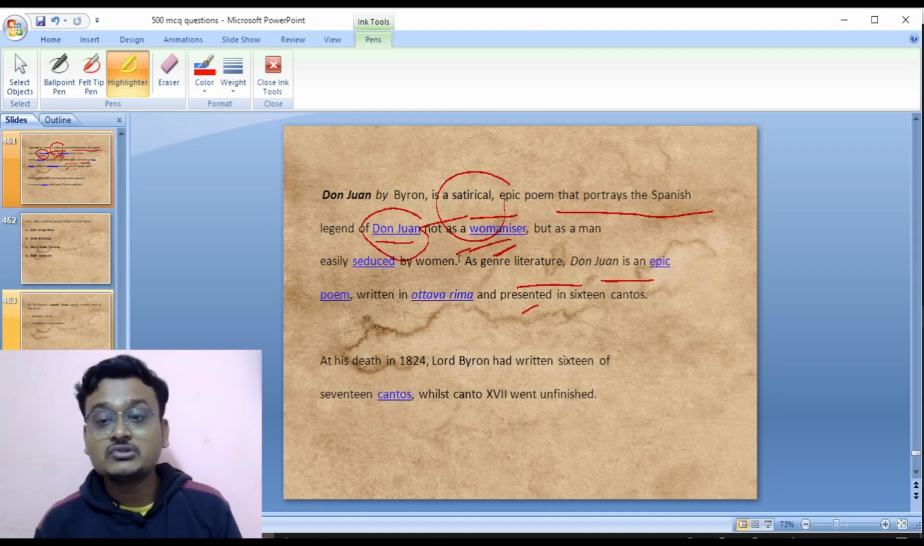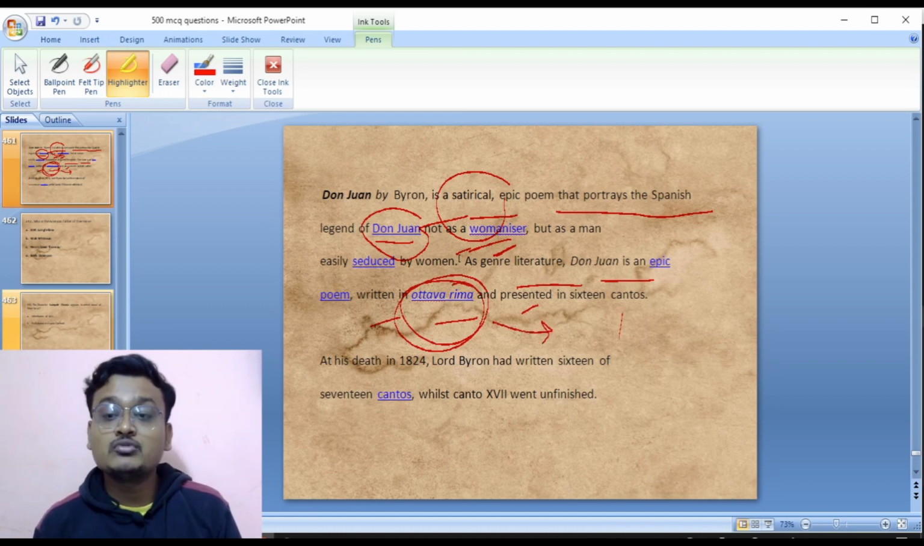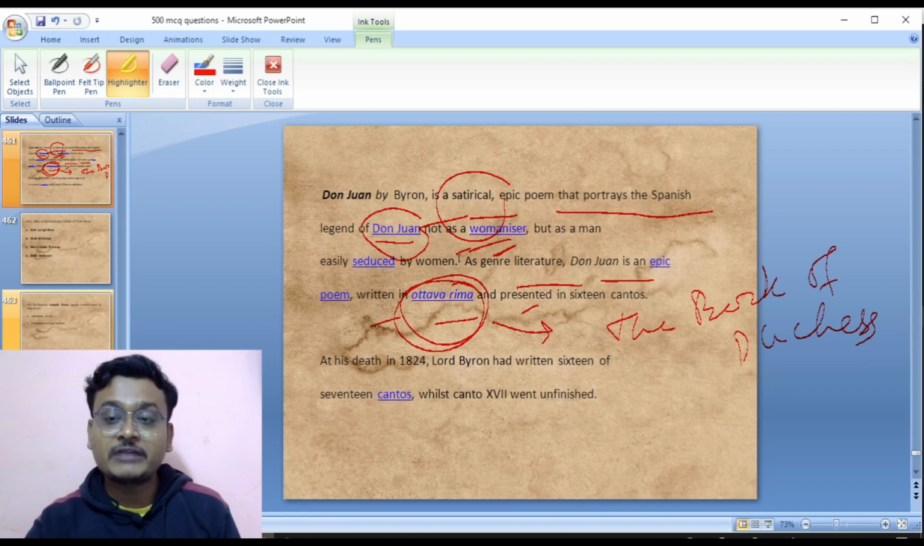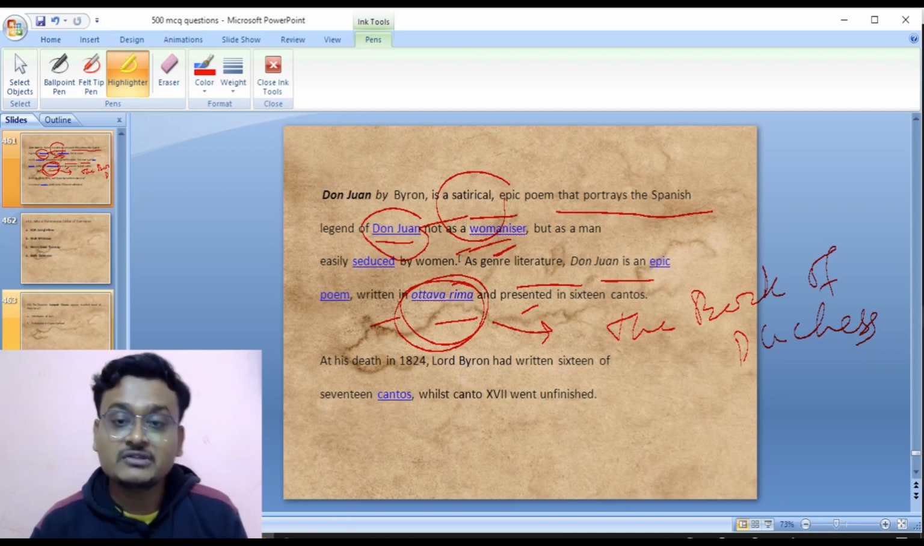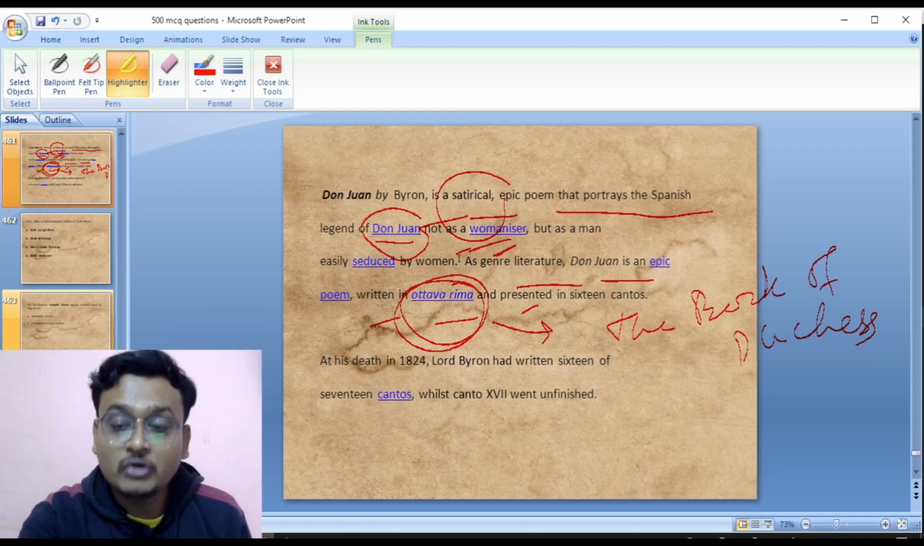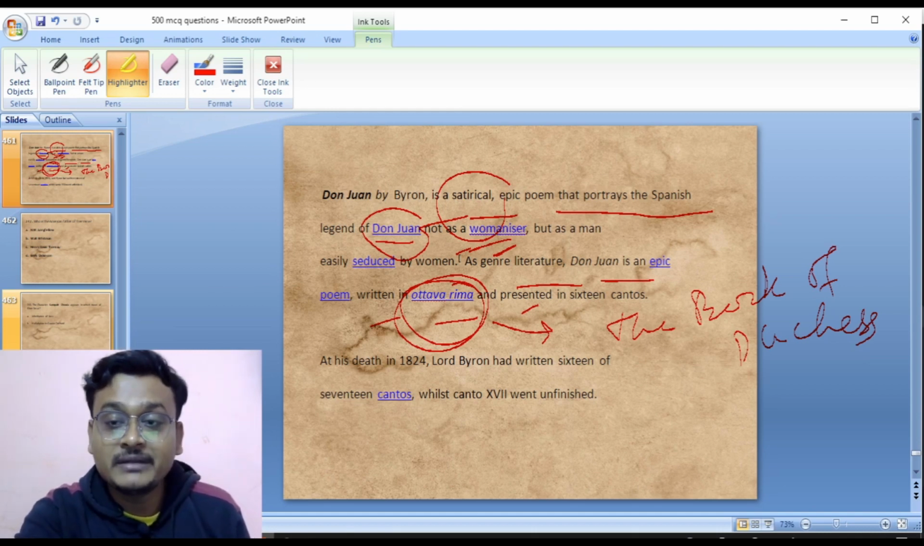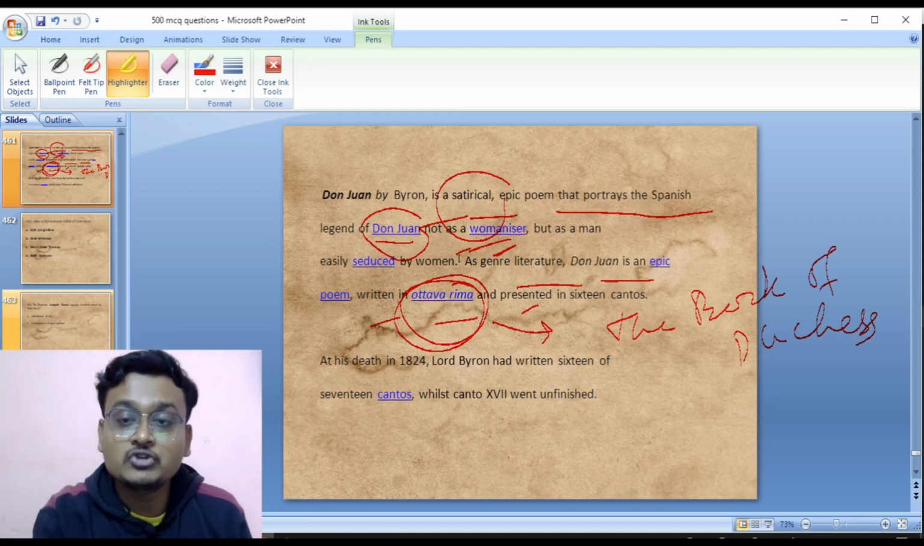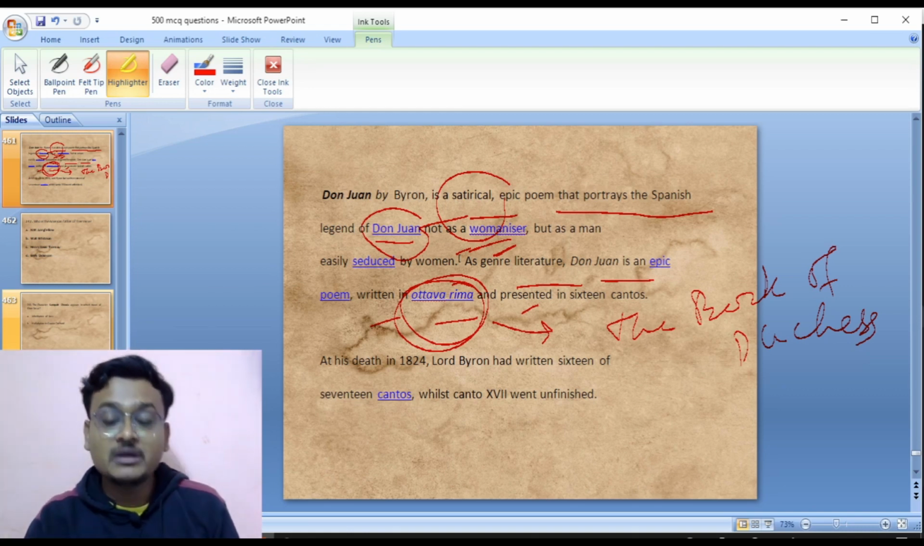As genre literature, Don Juan is an epic poem written in ottava rima. Ottava rima was first used by Chaucer in The Book of the Duchess, which is written on the death of Blanche, wife of John of Gaunt, the patron of Chaucer. So Don Juan is also written in ottava rima. It is an epic poem in which Don Juan is a man easily seduced by women.